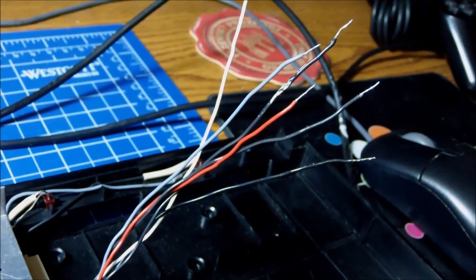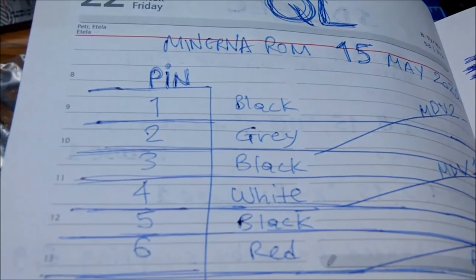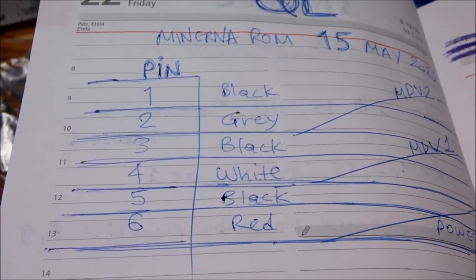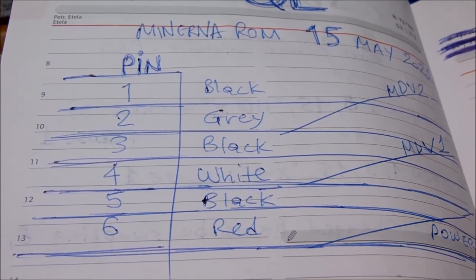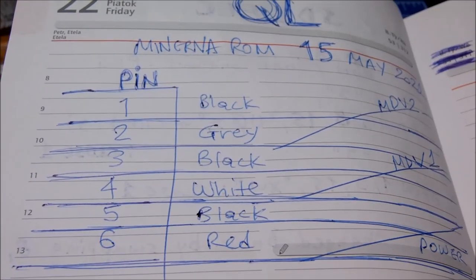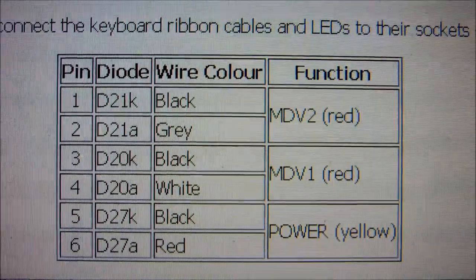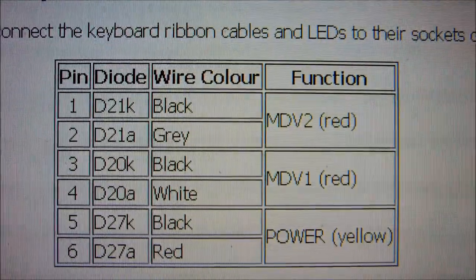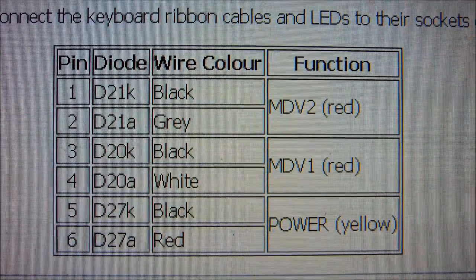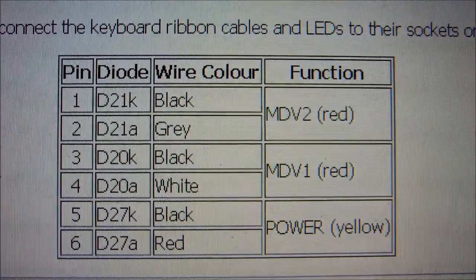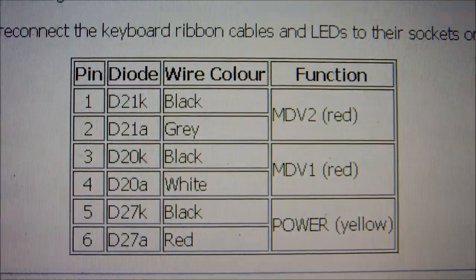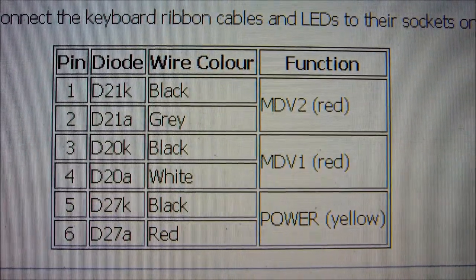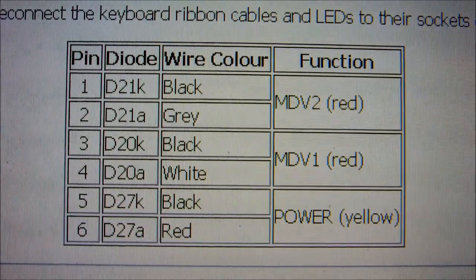So you can see the right way to do it. I kept some notes, but I also went over the internet, and this guide I'm going to show you in a while, and it's right here. So pin 1 black, pin 2 gray, pin 3 black again, pin 4 white, pin 5 black again, and pin 6 is red. So yeah, you cannot miss it.